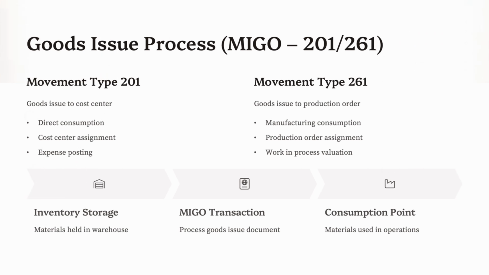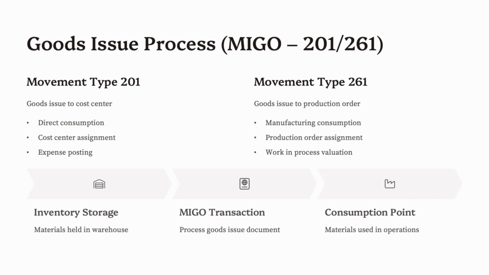Section 3. Goods issue, GI. Concepts and process. Goods issue is the process of removing materials from inventory for consumption, whether for production, sales, sampling, or scrapping. Proper GI postings ensure accurate stock levels and correct cost allocation.